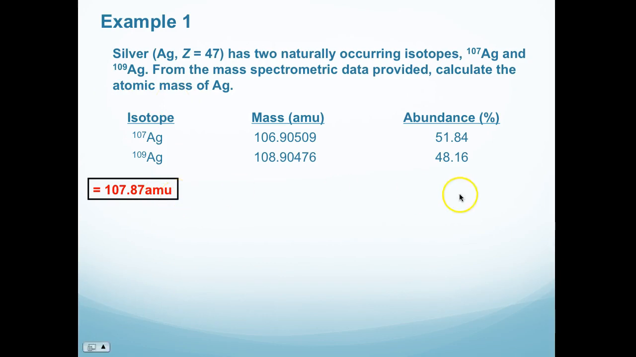So what we need to do is take the abundance. It tells you what percentage is that particular isotope. We want to convert it to a decimal. You can multiply it by the mass of that isotope. Do the same for the second isotope, and then add those up, and that's how you should get to this answer.